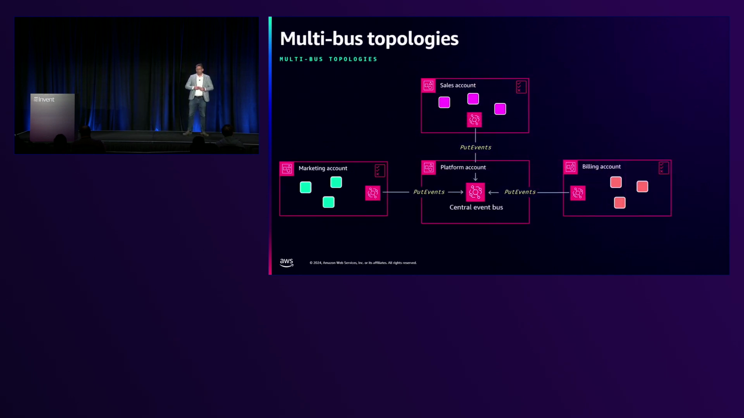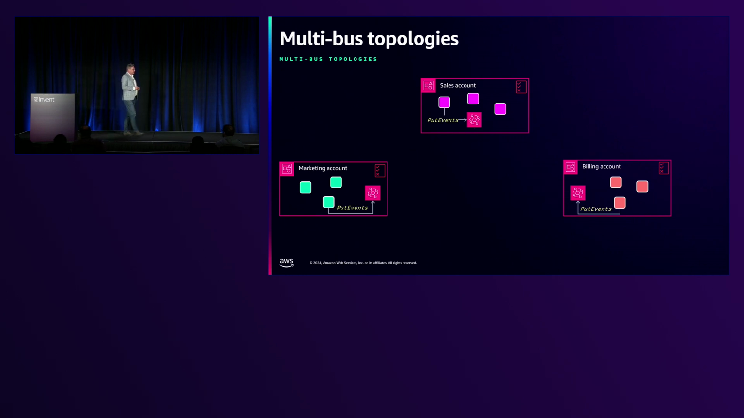Right. That was a single bus topology approach. What about multi-bus topology approaches? How is this different? So what you're looking at now is what we were just working on, right? All of the events flowing through a single event bus.